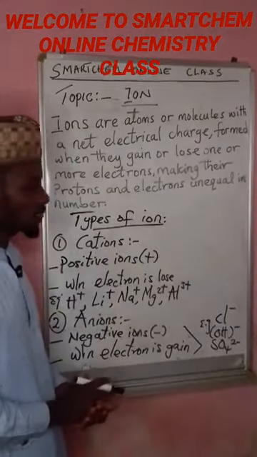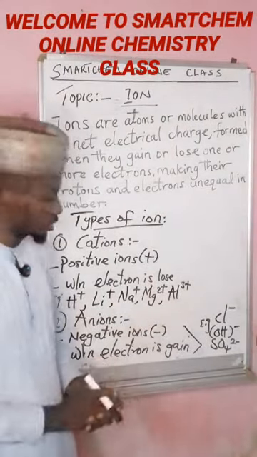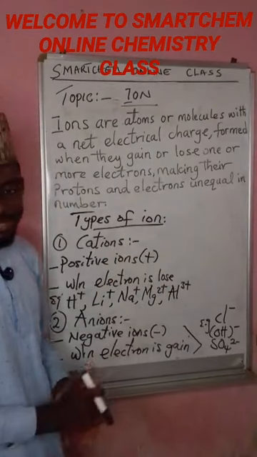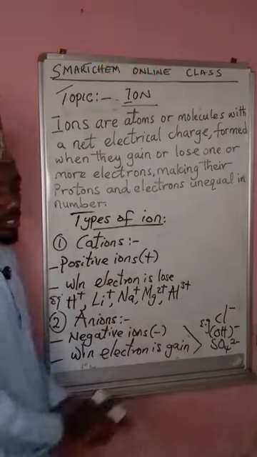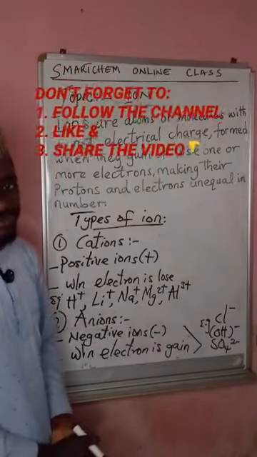We have seen the definition of ion and some of its properties. In fact, we have seen the types of ion, which are 2, cations and anions, and lastly we have seen their examples.